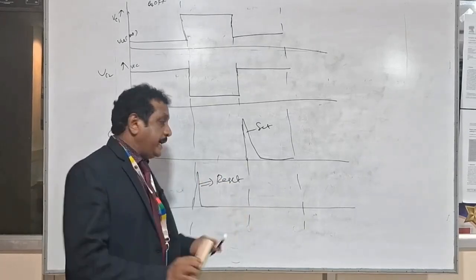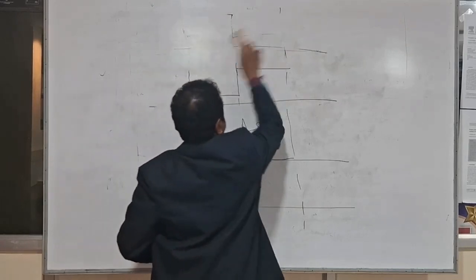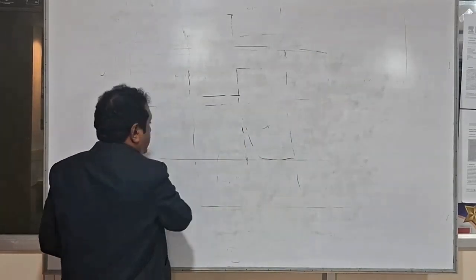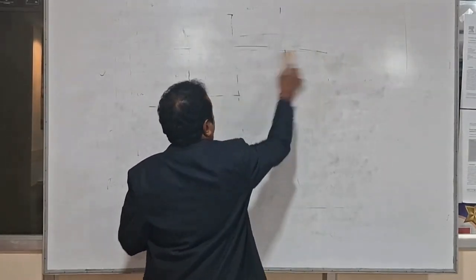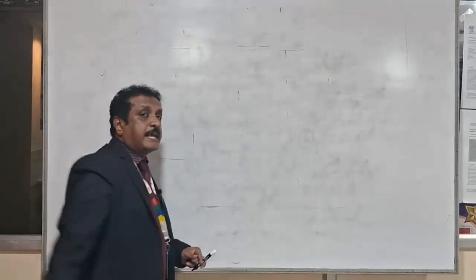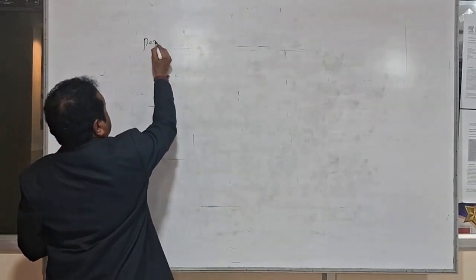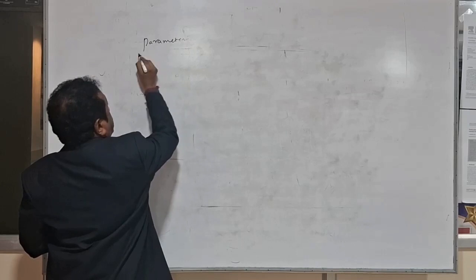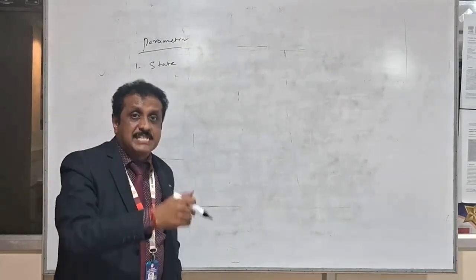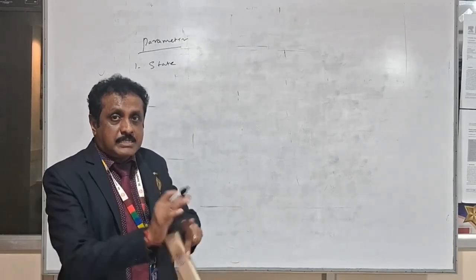So far we have completed all three types of multivibrator: monostable, bistable, and astable. Now we consolidate all the points we discussed, and I give the comparison table of all three multivibrators. What are the parameters we are going to compare? The first one is state: how many stable states, how many quasi-stable states.